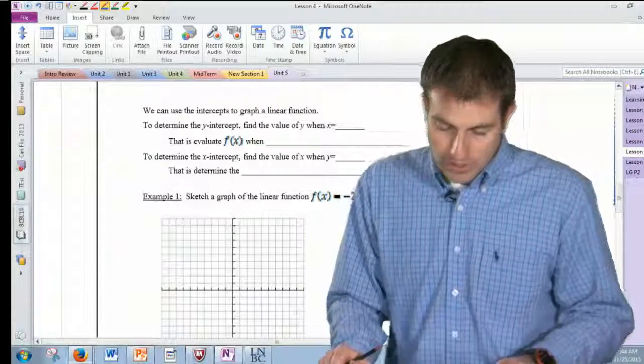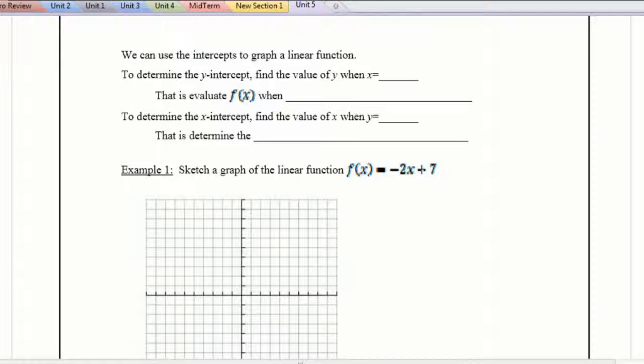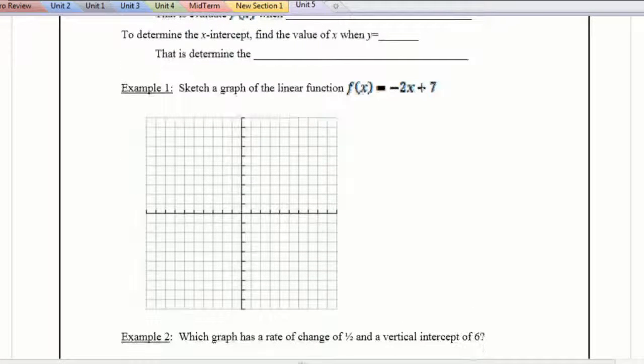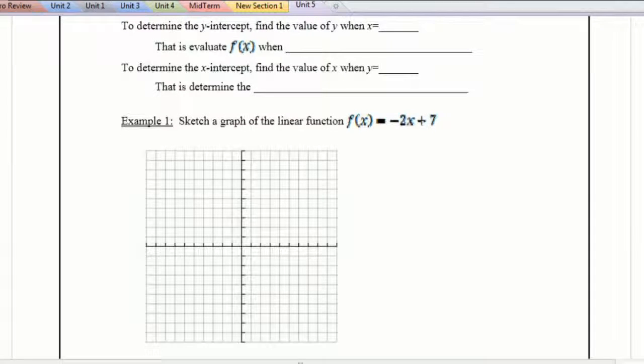So to determine the y-intercept, we find the y value when x equals what? Let's just look at this blank graph for a second. If I want to figure out where my line crosses this vertical axis, my line's going to be like one of these, something like that maybe, what are the x values of every point on this vertical axis? What does x equal here?